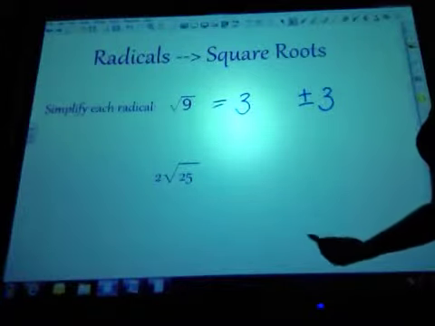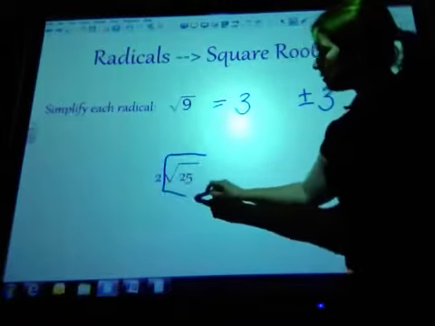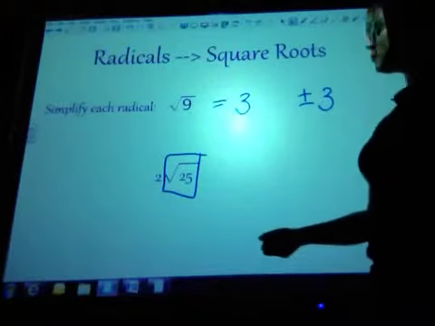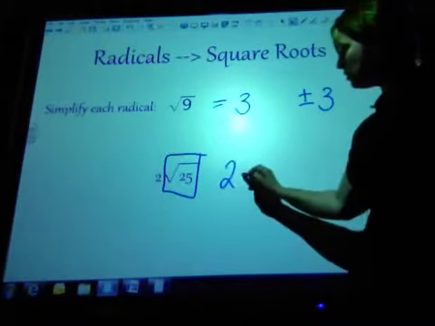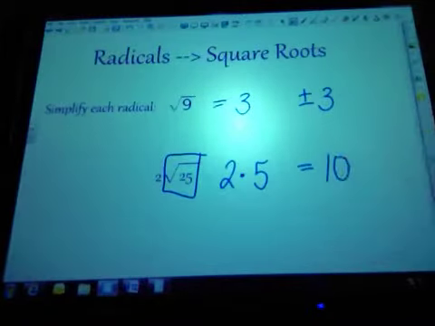On this bottom one, we have 2 times the square root of 25. Well, we all know the square root of 25 is 5, because 5 times 5 is 25. So we're going to do 2 times 5. 2 times 5 is 10.